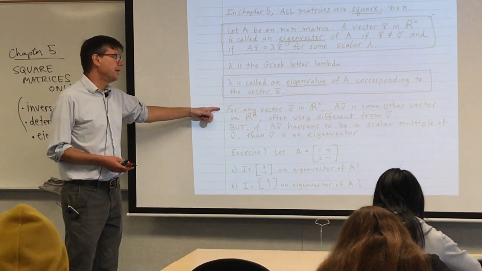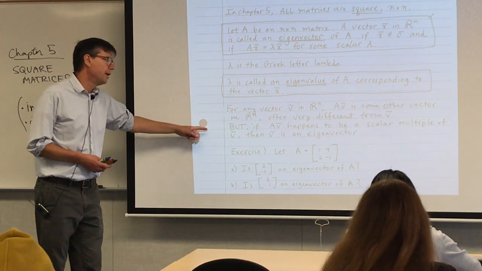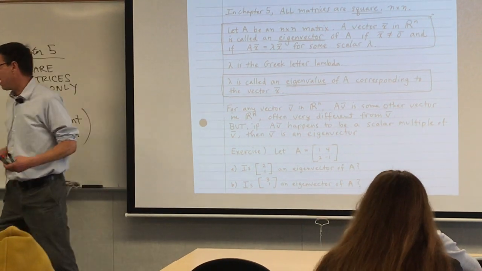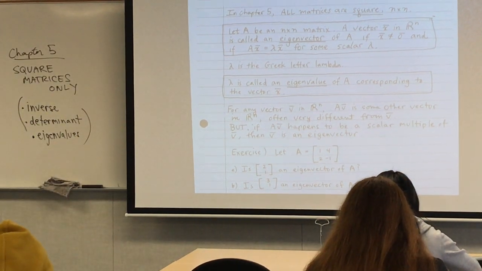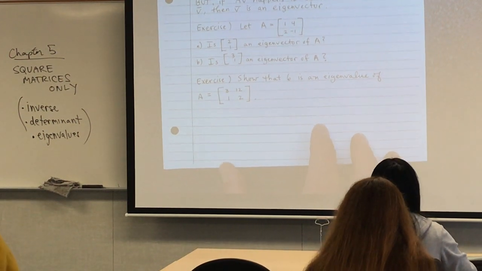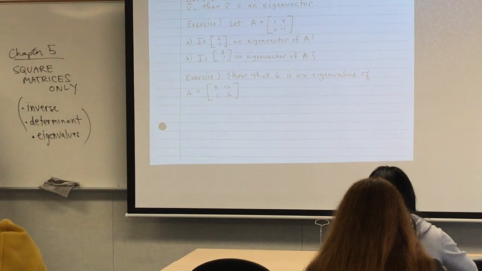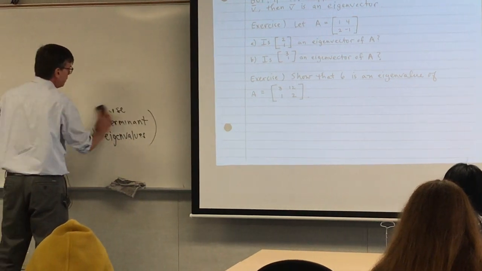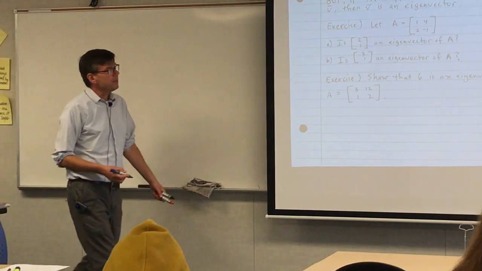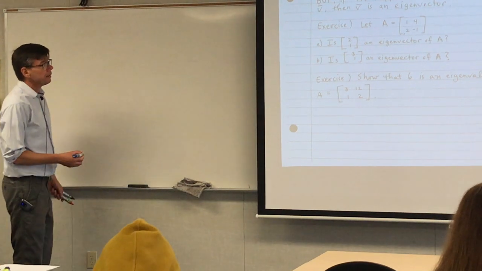So for any vector v in Rn, Av is some other vector, often very different from v. But if Av happens to be a scalar multiple of v, then v is called an eigenvector. So if my pictures on the side didn't help much, that statement is something you want to contemplate a little bit. And so let's just do a couple problems here just to get warmed up. So in the exercise, let A be this matrix. Is (2, 1) an eigenvector of A?